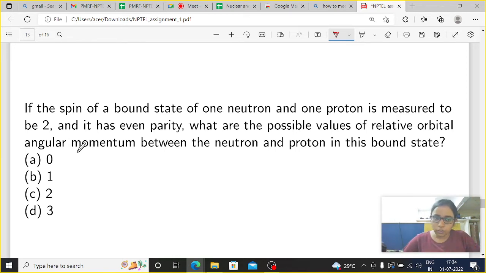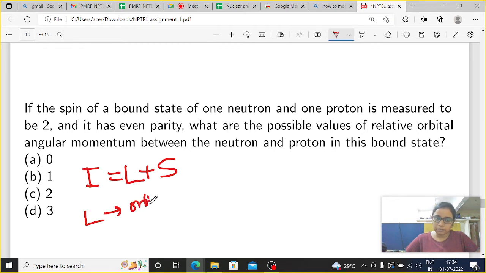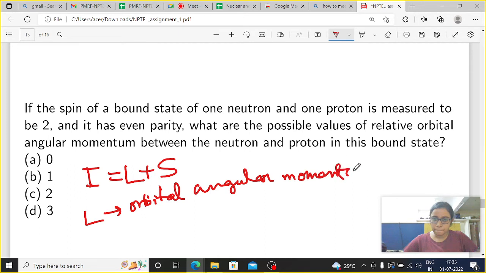Before going to the answer of that question, I would like to say something about spin. If I want to mention it as I, that means L plus S. What is L and what is S? L is orbital angular momentum, and S is spin angular momentum.